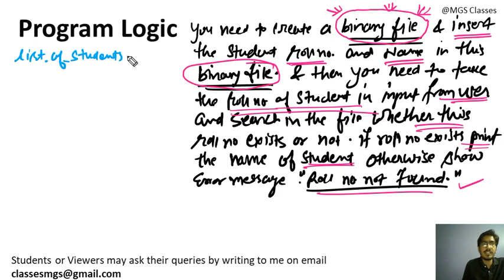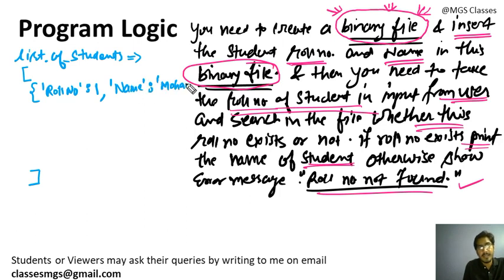In this list I will insert dictionaries. The dictionary of each student will be an item in the list. Let's suppose roll number 1, and we have the name of the student as a key, and then I will insert, let's suppose, Mohan. Then this dictionary will be closed, and this list will have the dictionary as an item. This kind of list I will create.